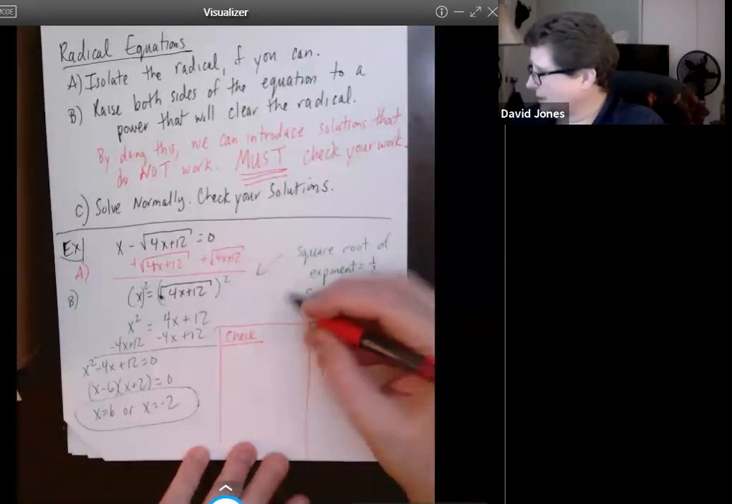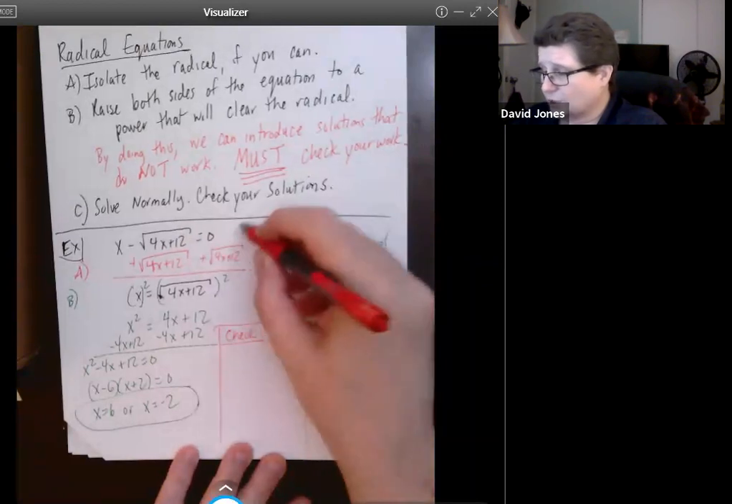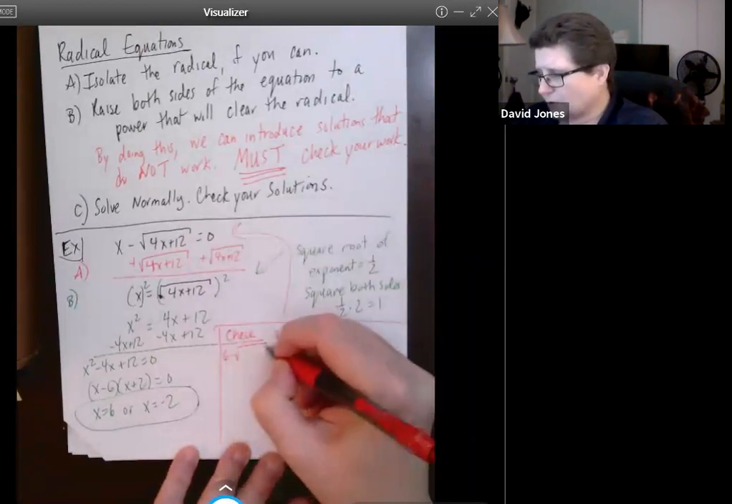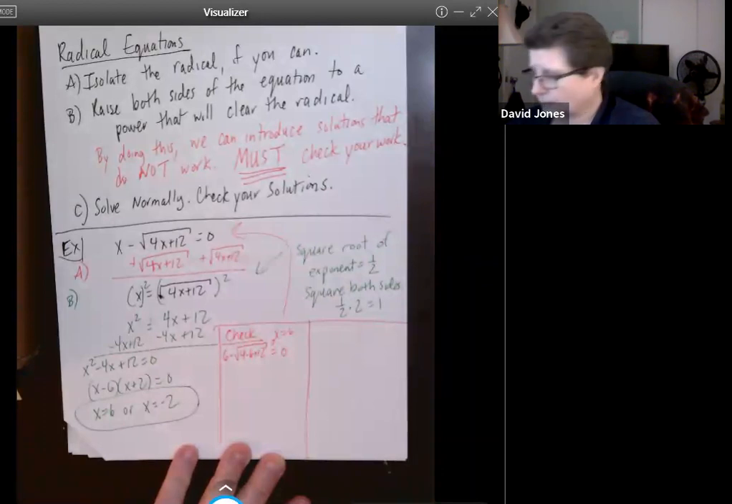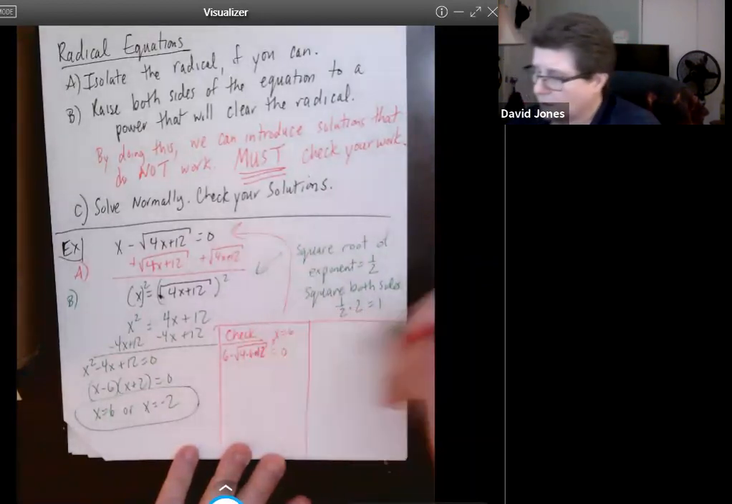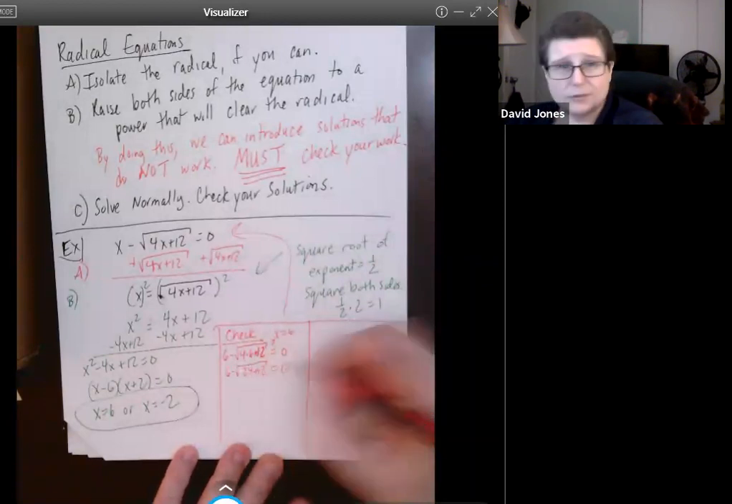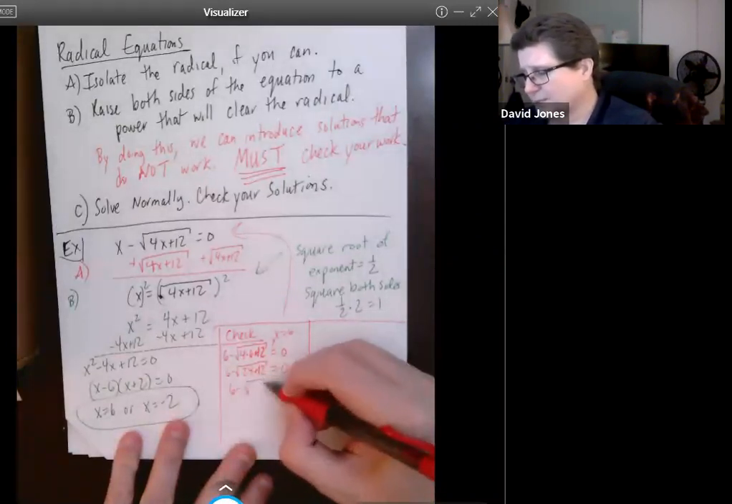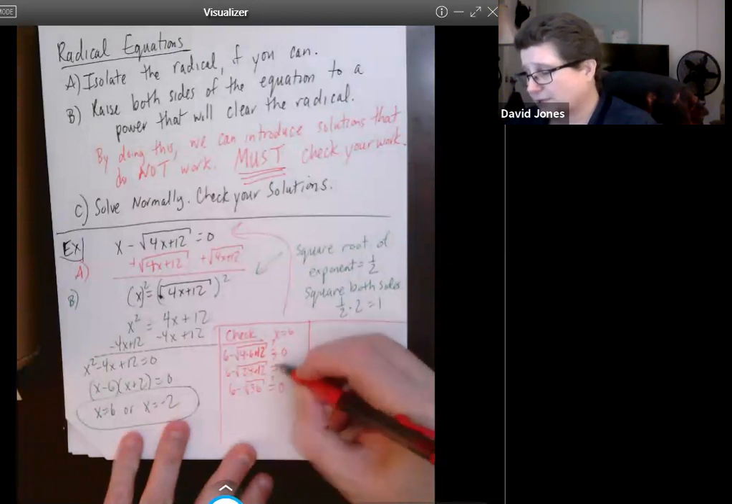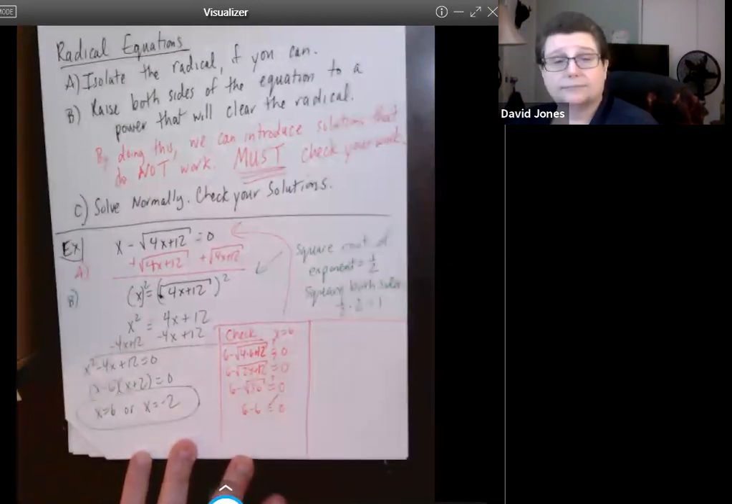Let's check x equals 6 first. I'm doing that by plugging it into the original equation. 6 minus the square root of 4 times 6 plus 12, does that equal 0? Four times six is 24, so 6 minus the square root of 24 plus 12. 24 plus 12 is 36, 6 minus the square root of 36. Square root of 36 is 6, so 6 minus 6 does equal 0. So x equals 6 is a valid solution.